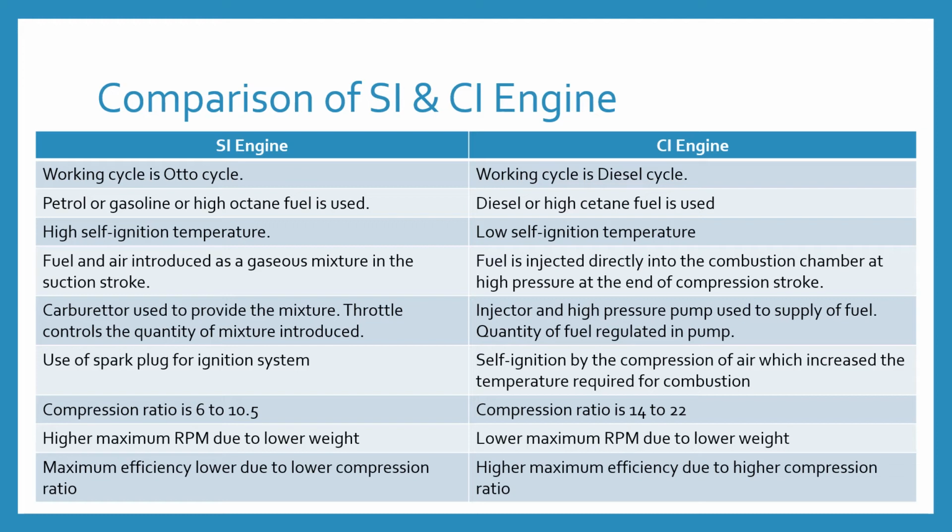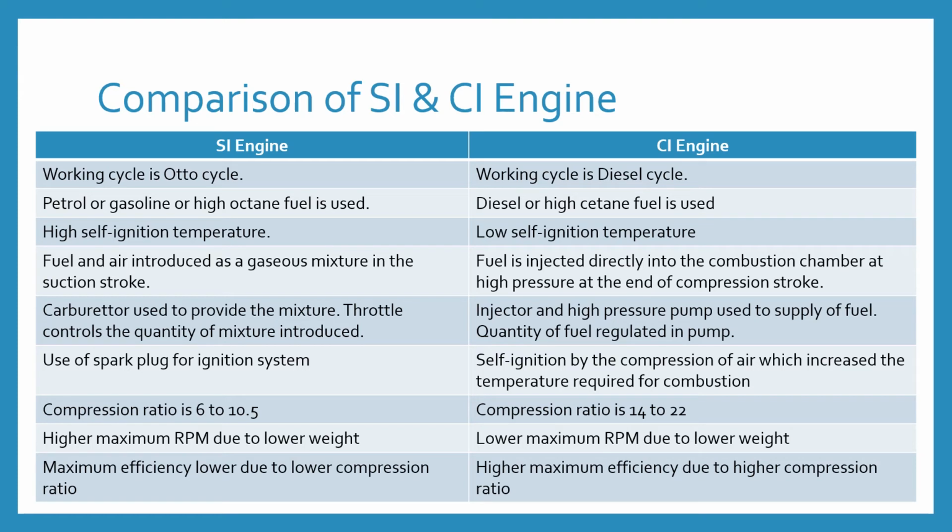In the CI engine, the compression ratio lies in between 6 to 10.5, and in the SI engine the compression ratio lies in between 14 to 22.